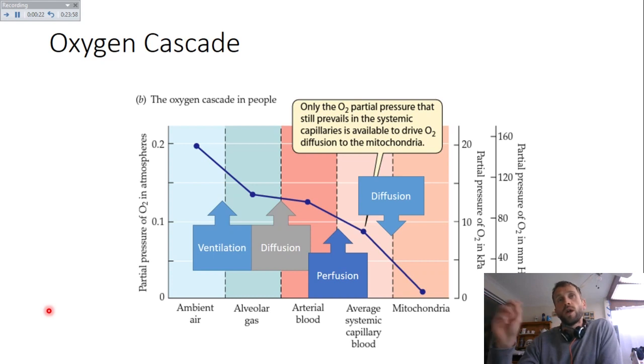So, the way that oxygen moves through the body is not always the same. It alters at these different points within the body. And the oxygen cascade explains this really clearly. So let's have a look at this.